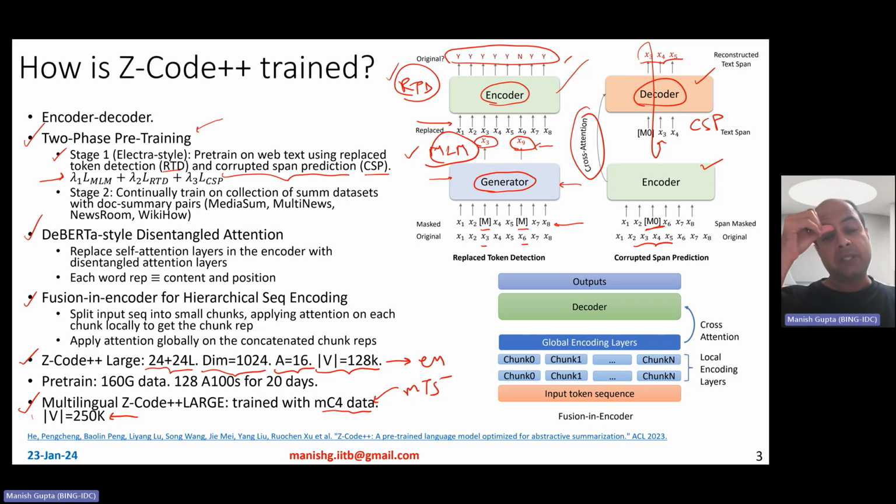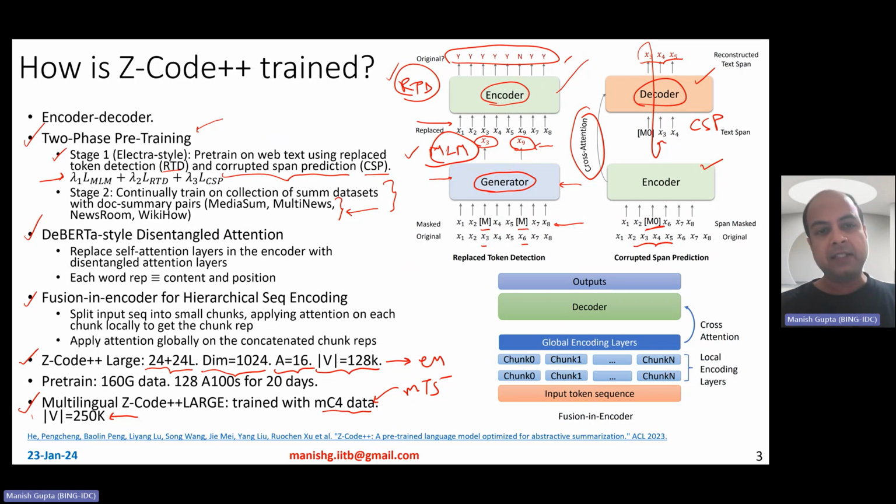In stage two, it's basically continual pre-training. You continuously pre-train this stage one model on a collection of summarization data sets with document-summary pairs. The document goes as input and you try to predict the summary on the decoder's output. They do this so as to make the model ready for fine-tuning on specific summarization data sets. At pre-train time, they pre-train using four summarization data sets: MediaSum, Multi-News, Newsroom, and WikiHow. These are a combination of data sets across domains like news, interviews, Wikipedia, and so on.